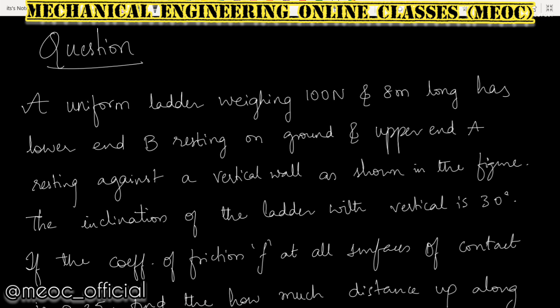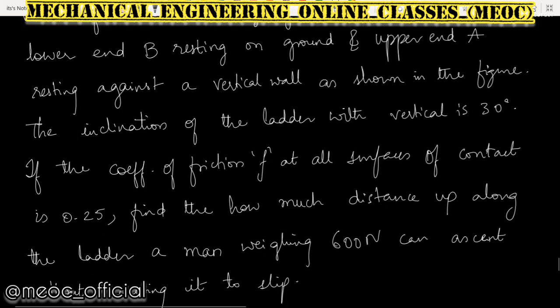A uniform ladder whose weight is 100 Newton and whose length is 8 meter is resting on ground against a vertical wall. The point on the ground is named B, and the point against the vertical wall is A. The inclination of the ladder with the vertical is 30 degrees, and the coefficient of friction, mu or small f, at all the surfaces of contact is 0.25. We have to find how much distance up along the ladder a man of weight 600 Newton can climb without causing the ladder to slip.